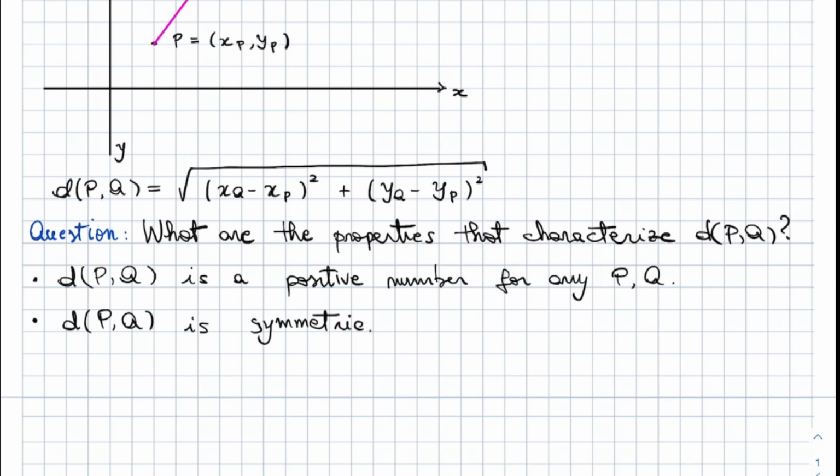What does this mean? Well, it means that d(P,Q) is equal to d(Q,P). Mathematically, we see that this is the case because we have squares here. So (xq − xp) squared is equal to (xp − xq) squared, and similarly for the y coordinates. But if we think about it, this is another property that a distance must have.